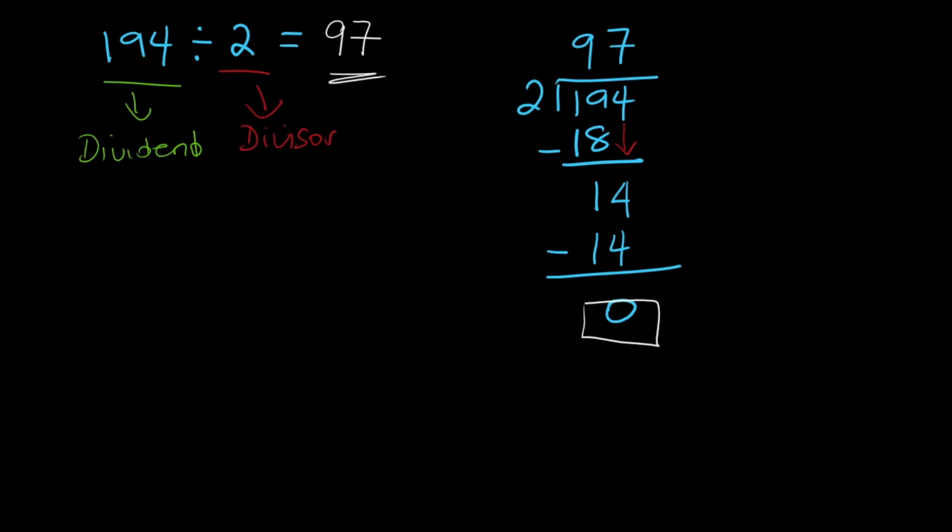Now let's move on to another problem. Let's say we had the problem 360 divided by 5. What would that be equal to? Now we draw our long division sign, we plug in our dividend and our divisor. How many times can 5 go into 36? That goes 7 times. 5 times 7 is 35. 36 minus 35, we're left with 1.